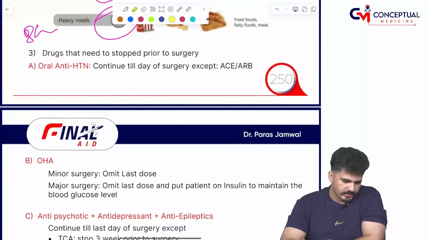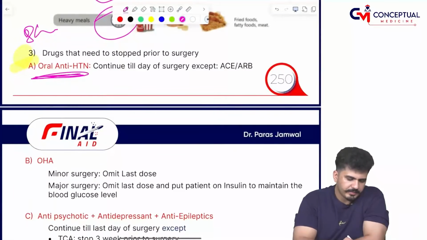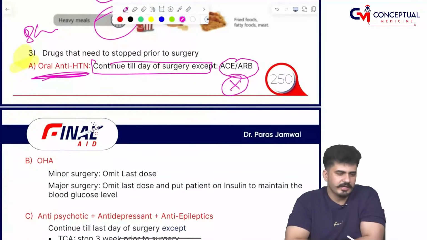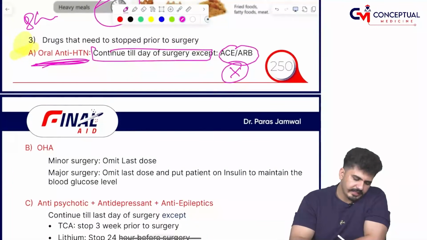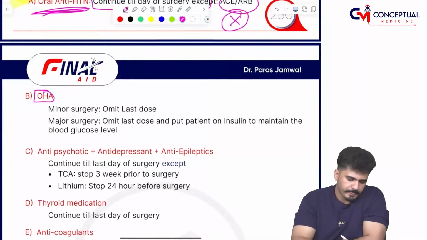Now, drugs that need to be stopped prior to the surgery. First of all, oral antihypertensive drugs. You can continue till the day of surgery except ACE inhibitors and ARBs. ACE inhibitors and ARBs on the day of surgery you don't have to give. Next, oral hypoglycemic drugs.